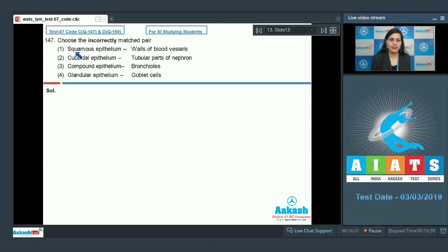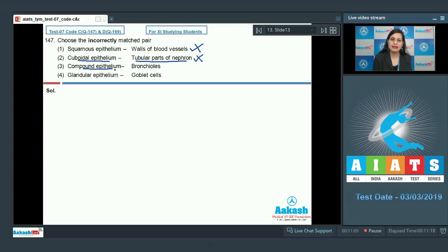Question number 147. Choose the incorrectly matched pair, and the very first match given is squamous epithelium and the match is walls of blood vessels, and as it is a correct match, so this cannot be a correct answer to our question because squamous epithelium is present in the lining of wall of blood vessels. The next option is cuboidal epithelium and the match given is tubular parts of nephron, and as it is also a correct match, so this cannot be a correct answer to our question because cuboidal epithelium is present in the tubular parts of nephron such as in PCT.